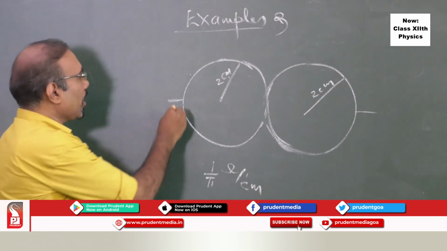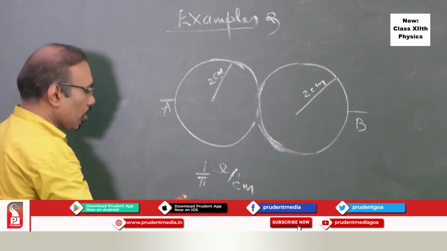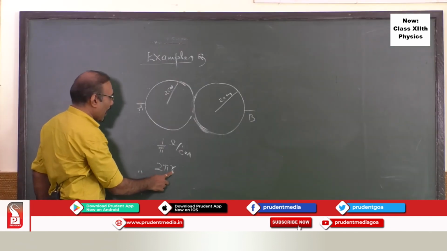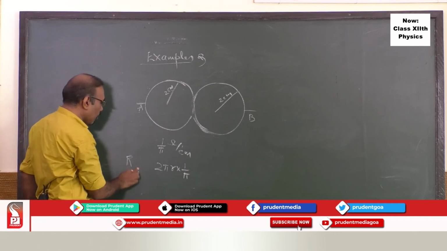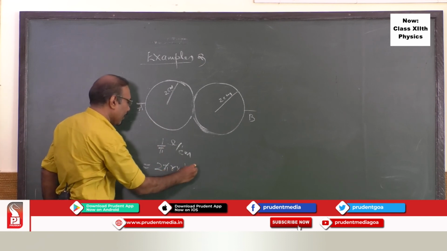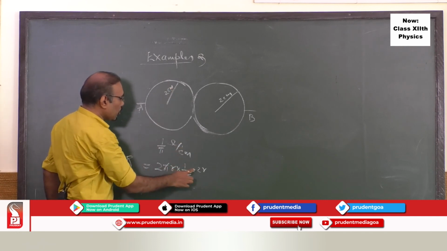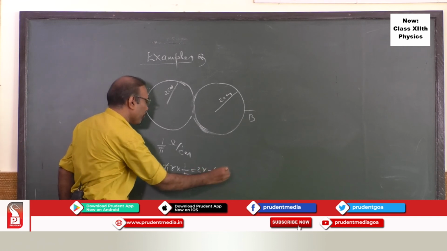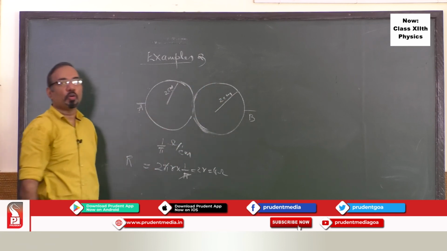One can find the equivalent resistance between A and B. First, find the resistance of this circular loop. The circular loop will have length 2 pi r, and its resistance per unit length is 1 by pi. So pi gets cancelled, and it will be 2r. R is 2 centimeters, centimeters get cancelled, and it will be 4 ohm. So this particular loop is 4 ohm, and this particular loop is 4 ohm.